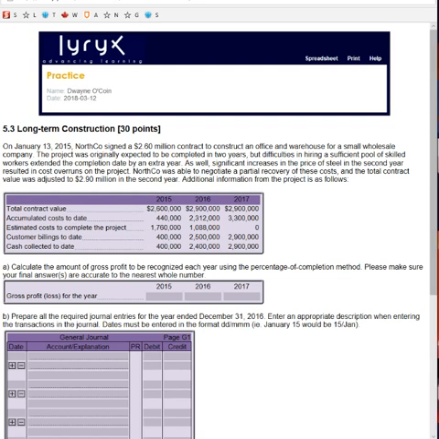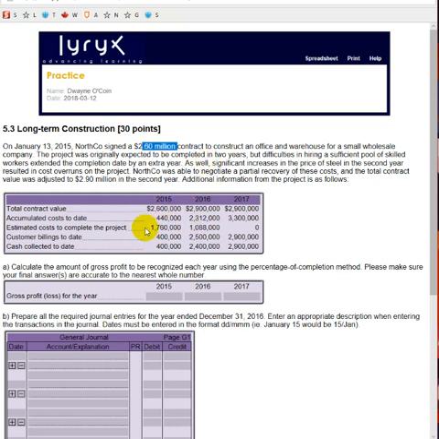All right, this is question number 6 in Chapter 5, Lyrics Lab in Business 353, Intermediate Financial Accounting 1. Here we have a situation where we have a long-term contract. The initial contract was for $2.6 million, as shown here, and as shown down here. So $2.6 million was the original amount of the contract.